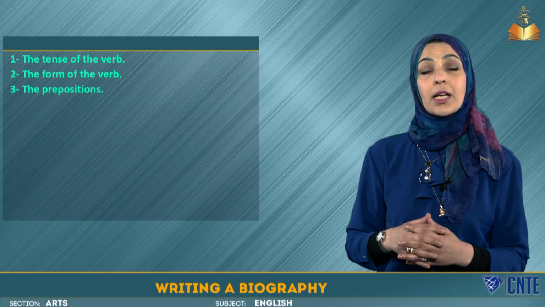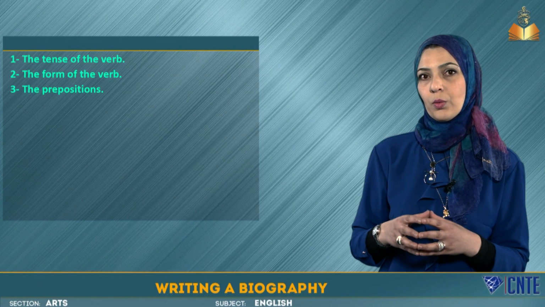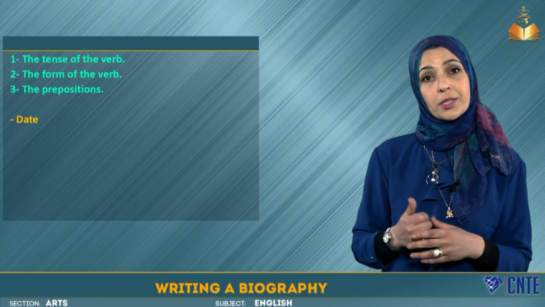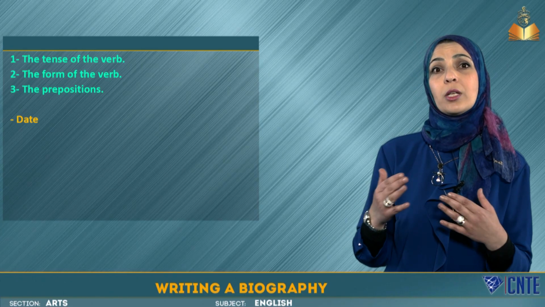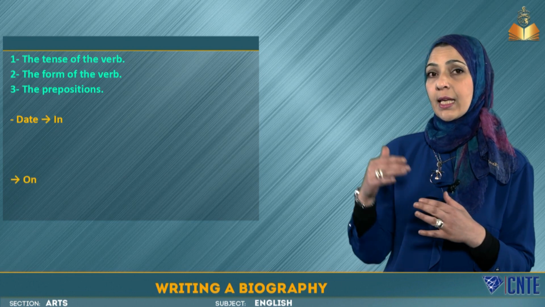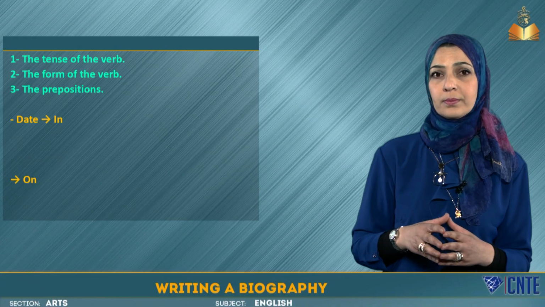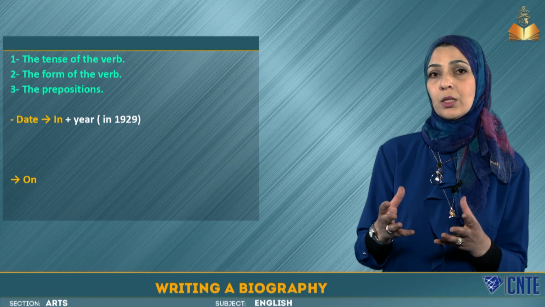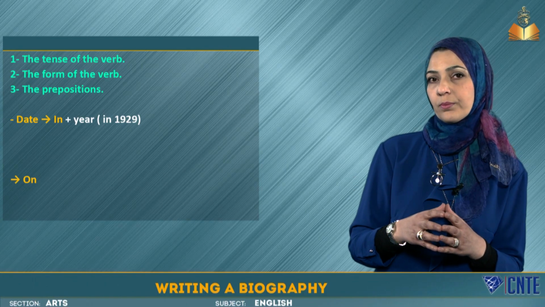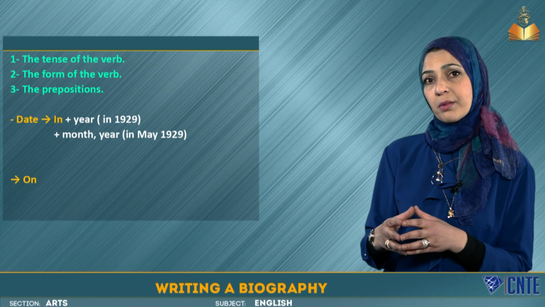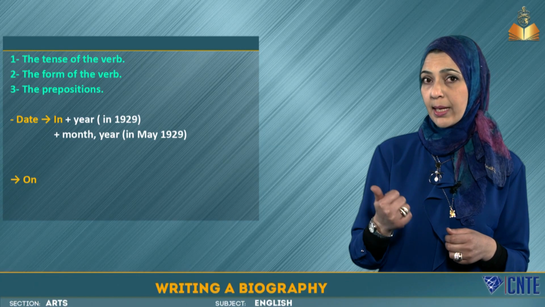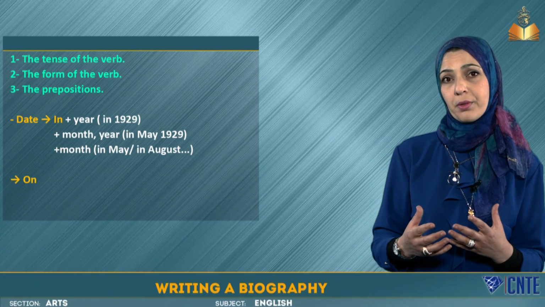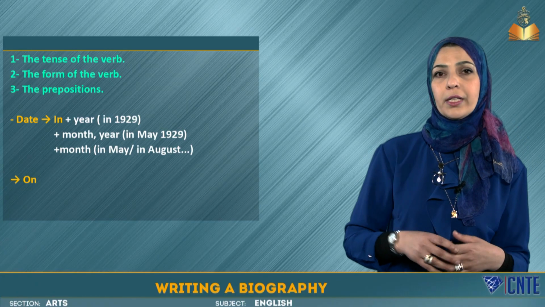The last challenge is the correct use of prepositions with dates and places. Let's talk a bit about this. First, when we deal with the dates, we use one of the two prepositions that are in or on. We use in when we only have the year. For example, we say in 1929. Or when we have the month and the year. For instance, in May 1929. Or when we only have the month, like for example, in May or in August, etc.